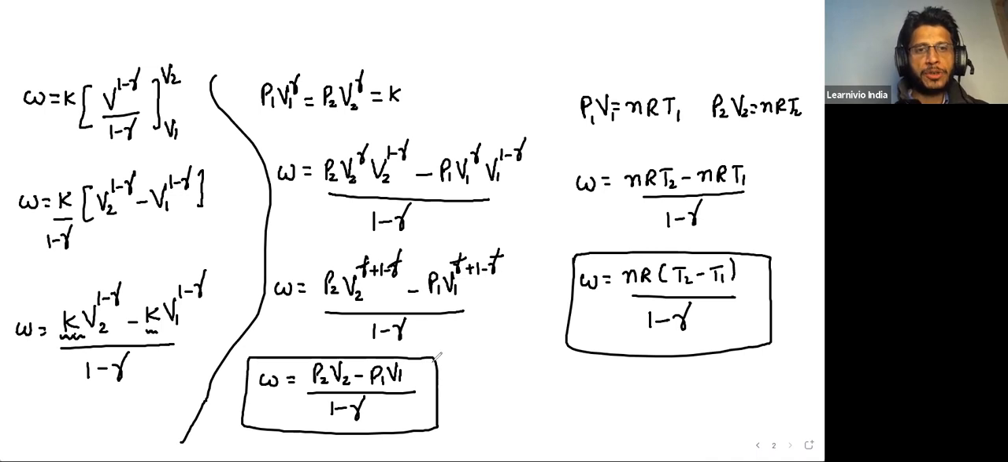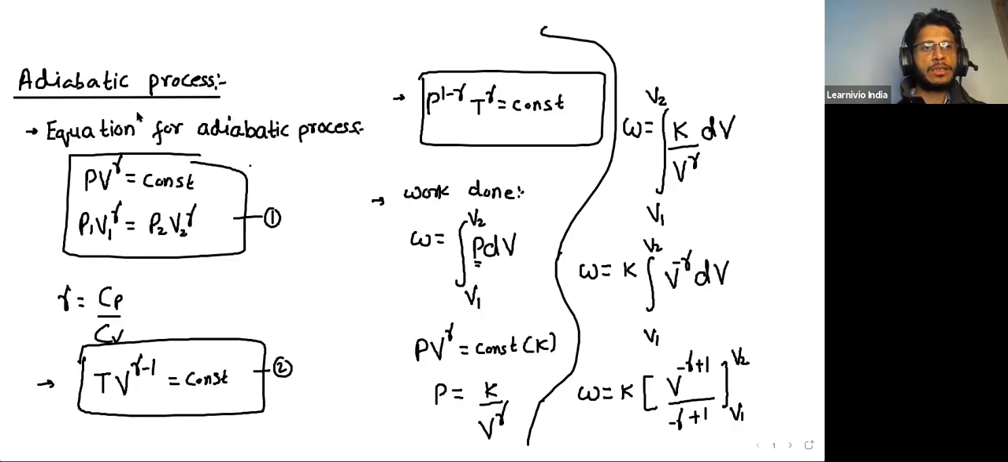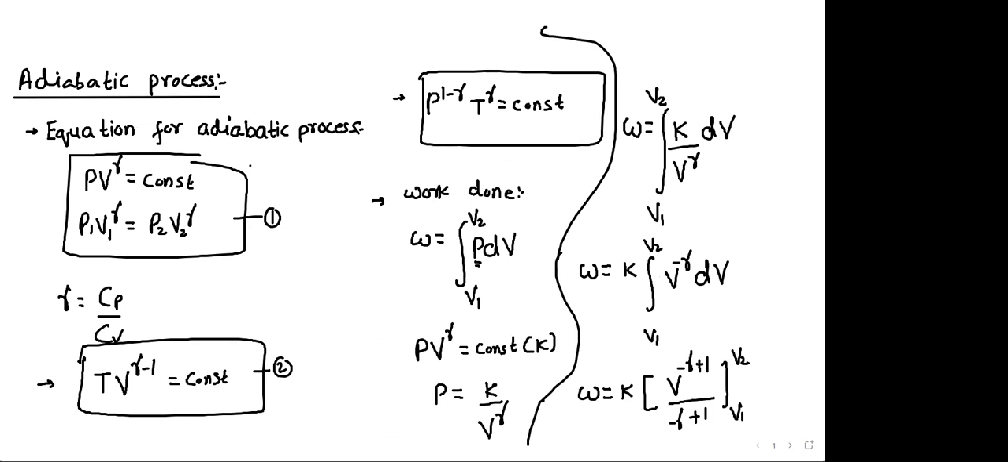So these are the two expressions of work done. You can either calculate your work done as P2V2 minus P1V1 by 1 minus gamma, or you can calculate your work done in this way. So these are the equations for adiabatic process. Just note it down, then we'll do a few numericals on this concept.